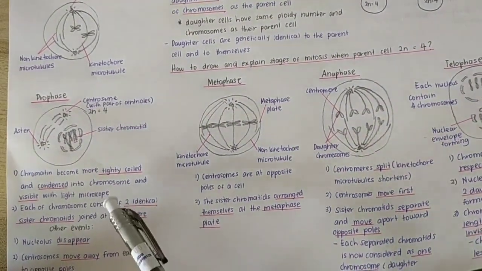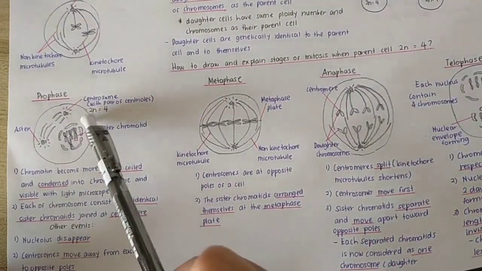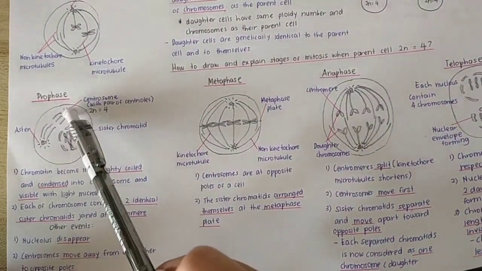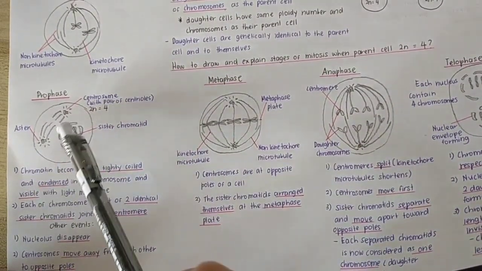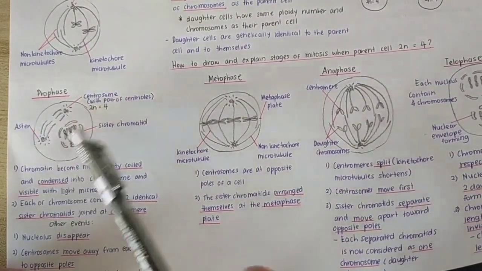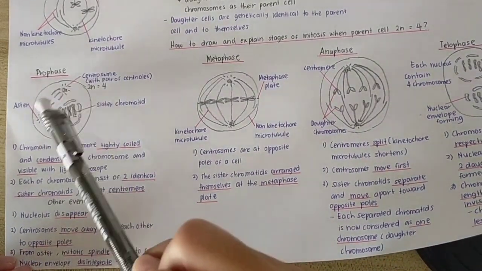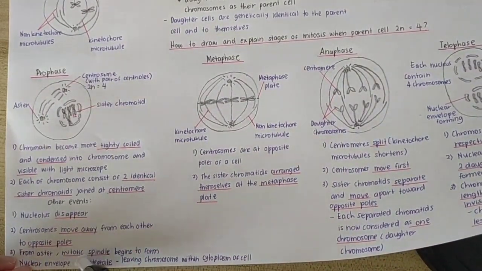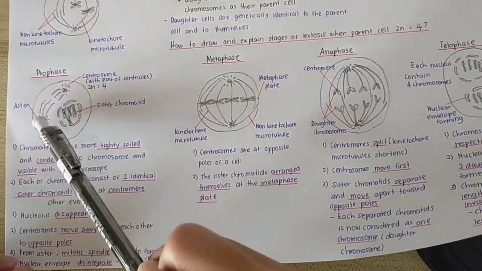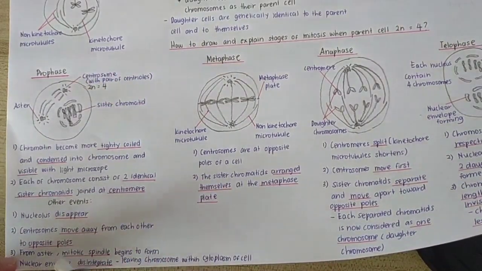So what are the other events that occur in prophase? The nucleolus disappears. And then the centrosomes, here is the centrosome, will move away from each other to the opposite poles. And from the aster, this is the aster, it will form the mitotic spindle. So this is the mitotic spindle. From the aster, akan terbentuknya mitotic spindle.